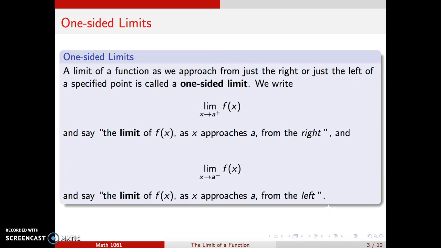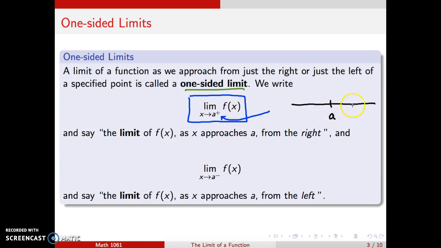So a limit of a function as we approach from just the right or just the left of a specified point is called a one-sided limit. The notation you'll see is very, very similar. Note that you've got that superscript there. So what that means is, if you're looking at a number line, let's say, and some value a, if you've got the plus there, that means you're a little bit bigger than a. That's the way to think about it.